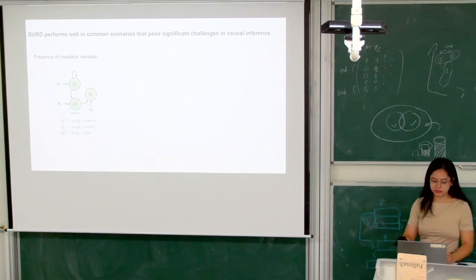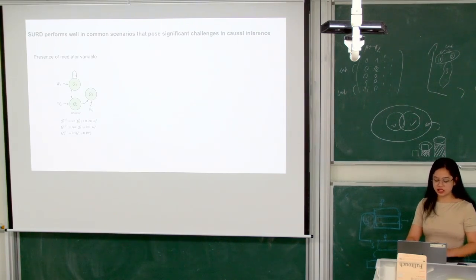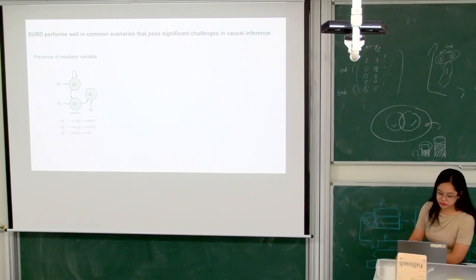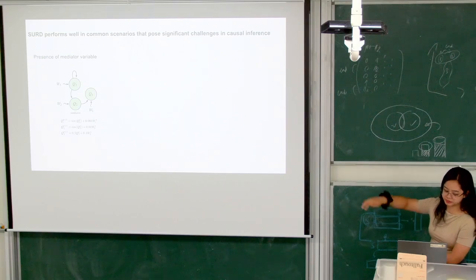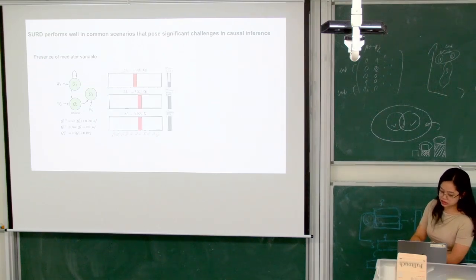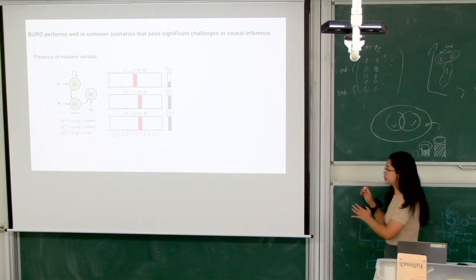So the first example is the case where there is a mediator variable. Here Q3 affects Q2 and Q2 affects Q1, and those are the three equations representing the system. And this was the performance of CERD.